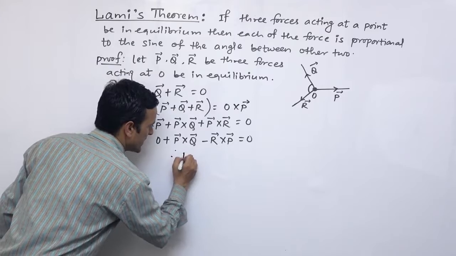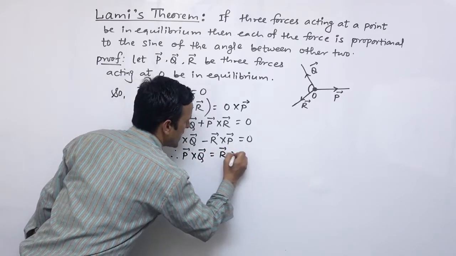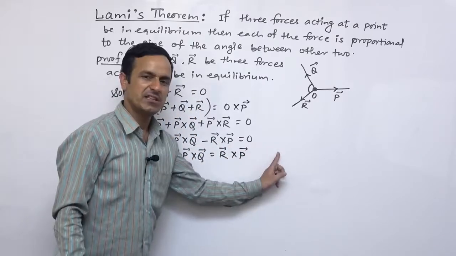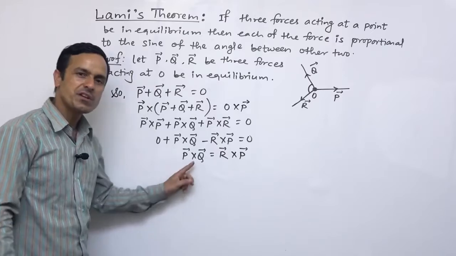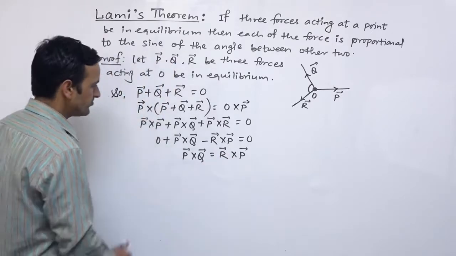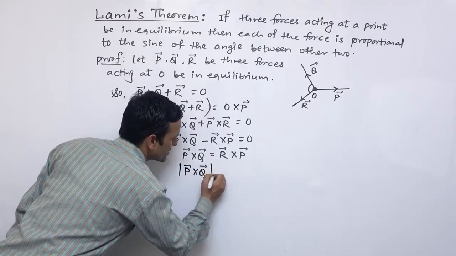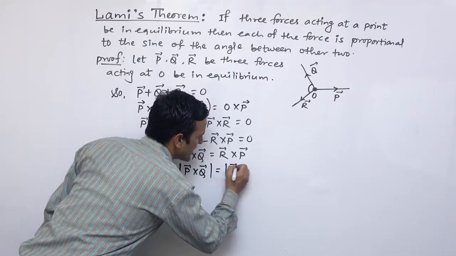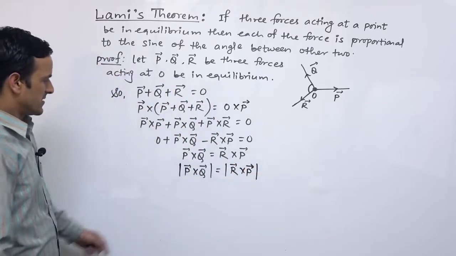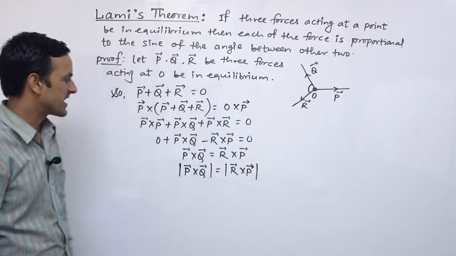र यसलाई चाहिँ यस्तो लेख्ने, अब P क्रस Q is equal to R क्रस P भनेर लेख्ने. यो फर्मलाई उता लाने बित्तिकै it will be positive. P क्रस Q is equal to R क्रस P. And we can take out the modulus. P cross Q is equal to taking modulus R cross P. So we can write down like this, taking modulus on both sides भनेर हामी भन्छौं.